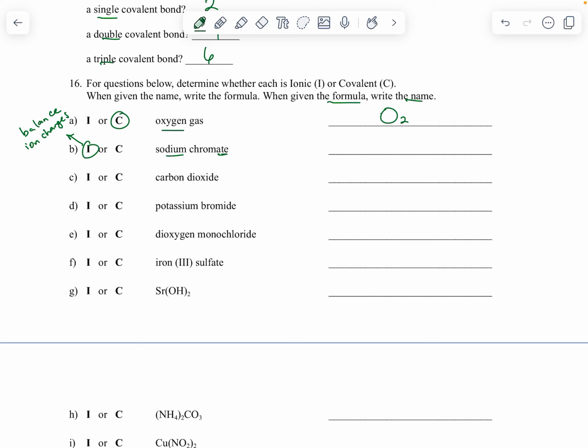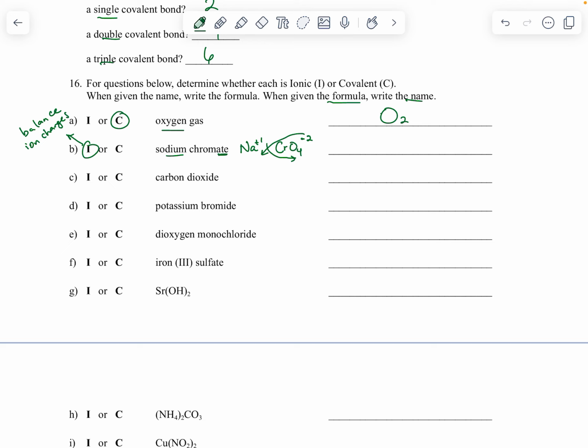What I see is, because this is a chromate, right? Chromate is a polyatomic group that I find on the back of the periodic table. Sodium forms a positive 1 charge. Chromate forms a negative 2 charge. Right? So when I put these two together, I have to make sure that the positive balances out that negative. The easy way is to do our little crisscross method.